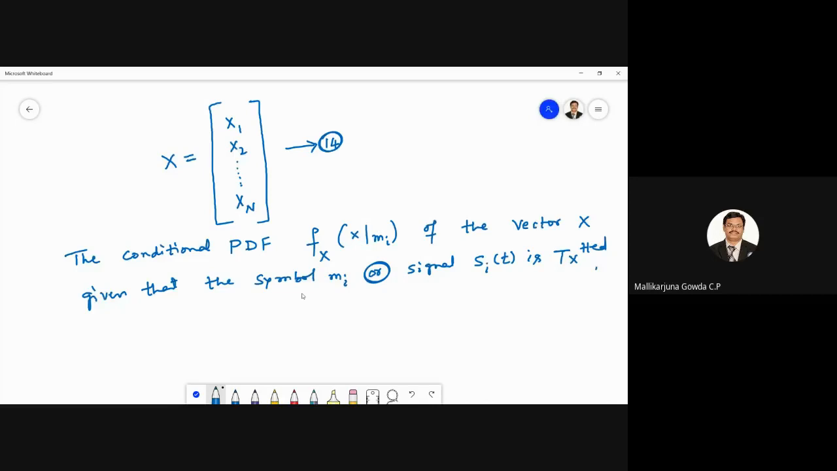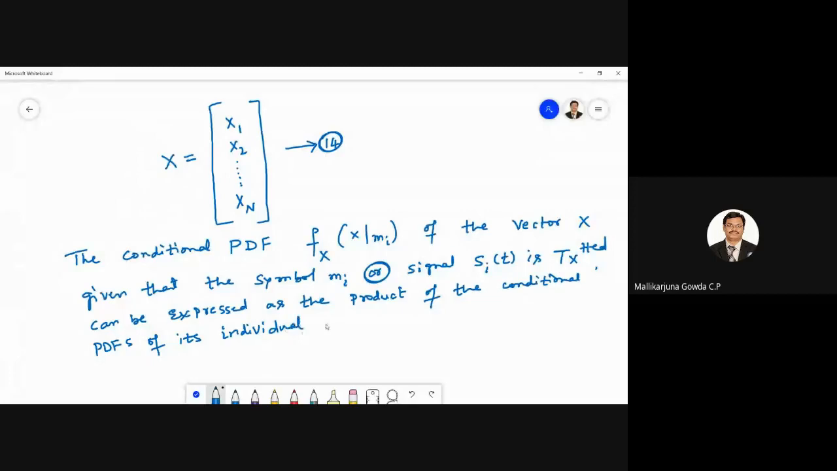So I think instead of writing the sentence, I can write the equation. I should be able to understand. But let me write that. So I said the conditional probability density function can be expressed as the product of the conditional probability density functions, PDFs, of its individual elements.